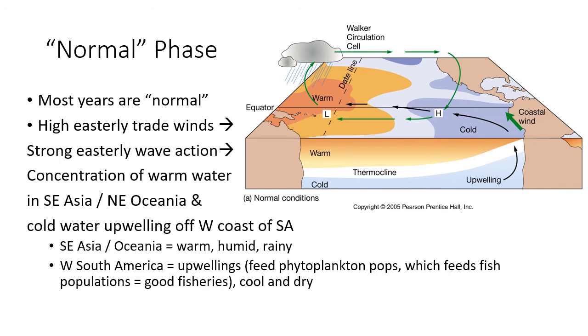So before we talk about what happens in an El Nino year, let's talk about what happens in a normal year. In a normal year, you have the Pacific trade winds, the northeasterlies and the southeasterlies, meeting here at the equator, and they are driving this whole system. It's what's in green on this diagram.